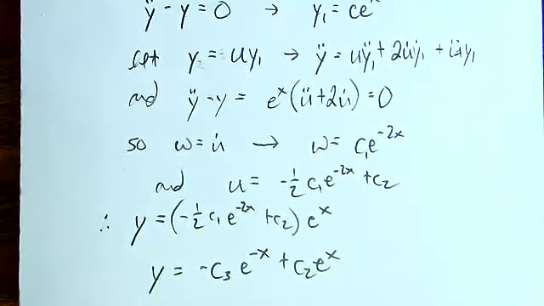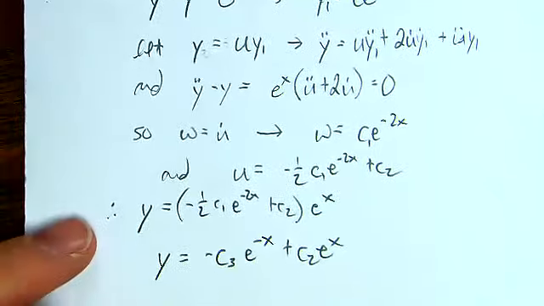And what you'll observe is, based on the information that e to the x was one solution, we got now two solutions. We got e to the negative x solves the homogeneous differential equation, and we got e to the x solves the homogeneous differential equation. And so the linear combination of those also solve the differential equation.